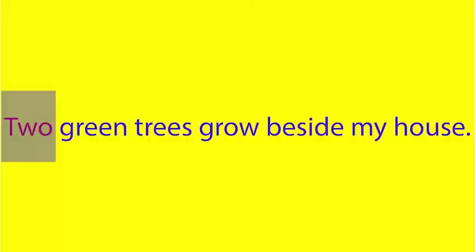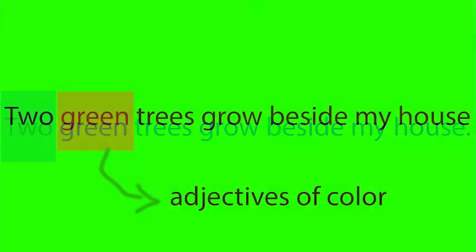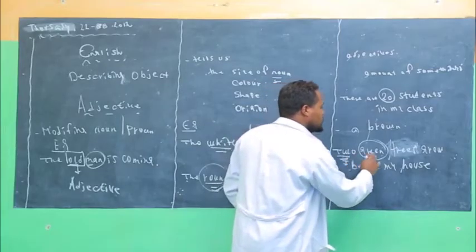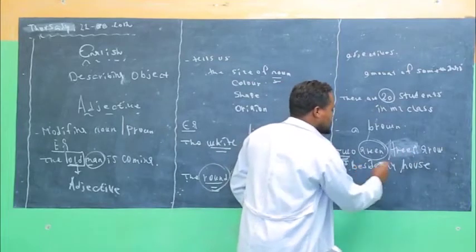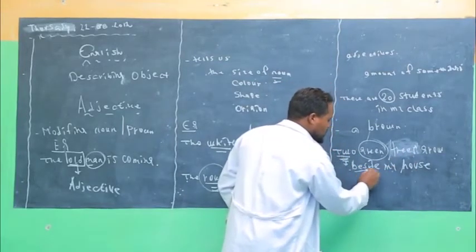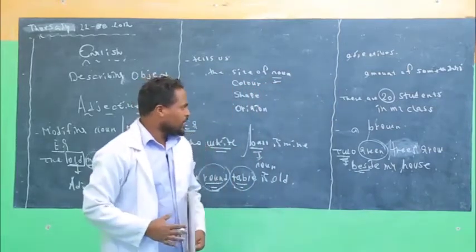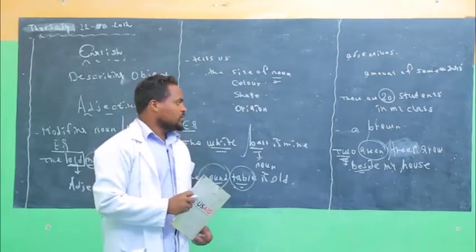If you look at this example, two is an adjective of number. It tells us how many trees. Green describes what the trees look like, an adjective of color. So two green trees grow beside my house. Beside means next to my house.